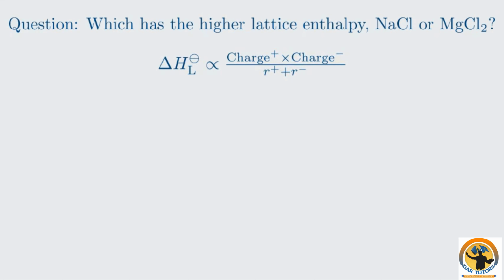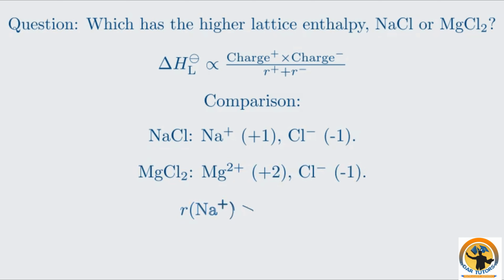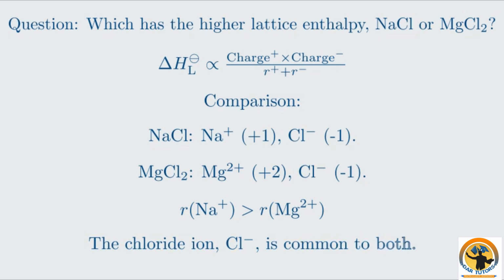Let's compare the ions in NaCl and MgCl2. In sodium chloride, the ions are Na+ and Cl-, with charges of +1 and -1. In magnesium chloride, the ions are Mg2+ and Cl-, with charges of +2 and -1. The radius of Mg2+ is smaller than Na+ because Mg has one more proton in its nucleus, but the same electron configuration as Na+. The chloride ion, Cl-, is common to both.